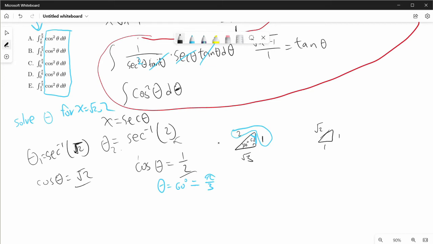Right? We have 45 isosceles. And then in this, same thing. Root 2 here, that should be 1. So then here, theta should be 45 degrees, which is pi over 4. And it seems like option E will be our answer then.